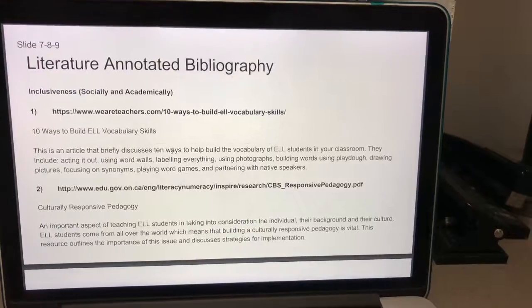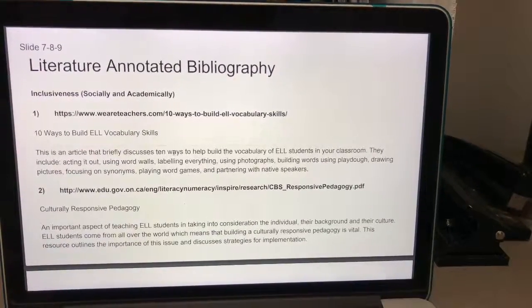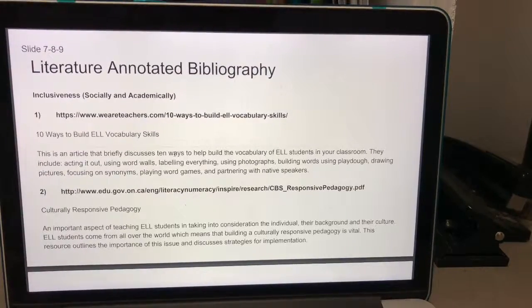Next one would be culturally responsive pedagogy. So this is an important aspect of teaching EL students in taking into consideration the individual, their background, and their culture.